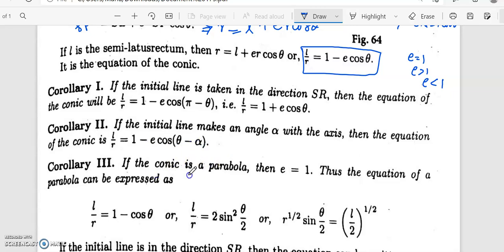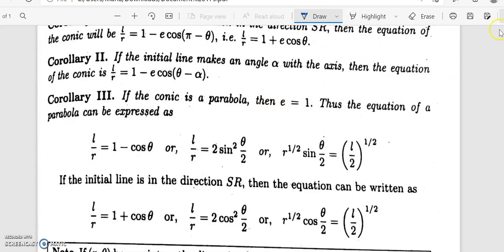And again, if the conic is a parabola, the value of E will be 1. So the equation can be put in the form L by R equal to 1 minus cos theta, or this can be rewritten as L by R equal to 1 minus cos theta is 2 sin square theta by 2, or you can rewrite the equation in this form: R raised to 1 by 2 sin theta by 2 equal to L by 2 whole power 1 by 2.